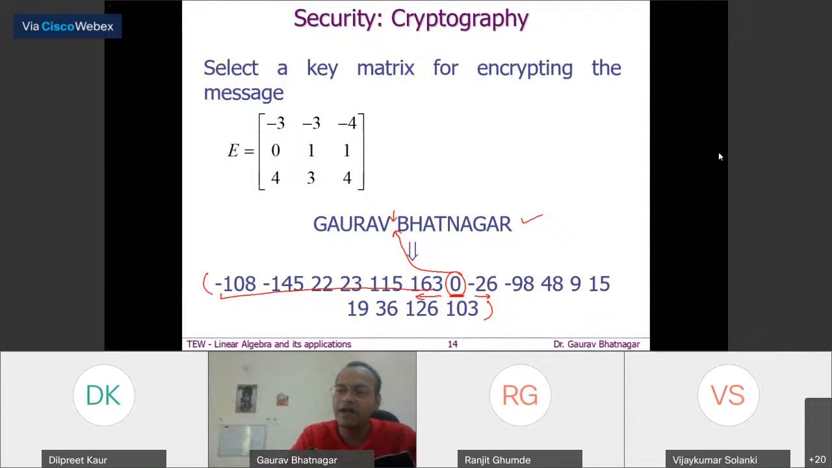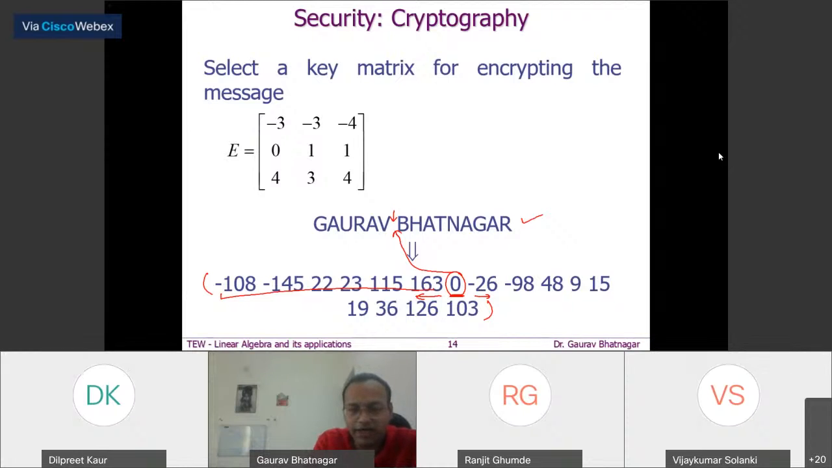So this is again the simplest example of the application of linear algebra in cryptography. Now you can play with it. You can have different kinds of modalities. You can have different kinds of operations which you know for a matrix and do the encryption.